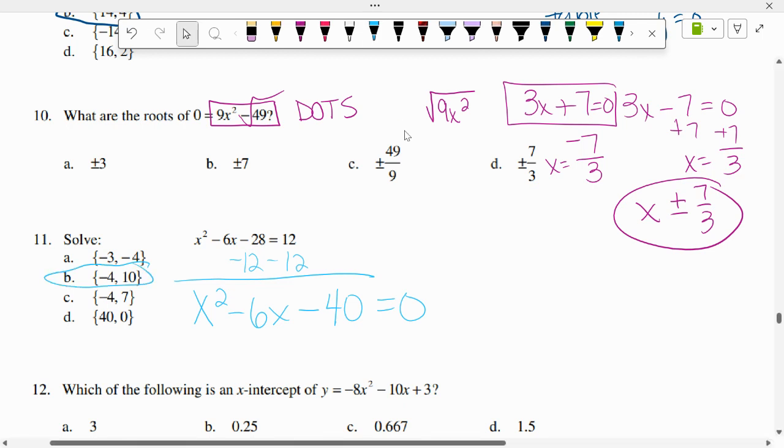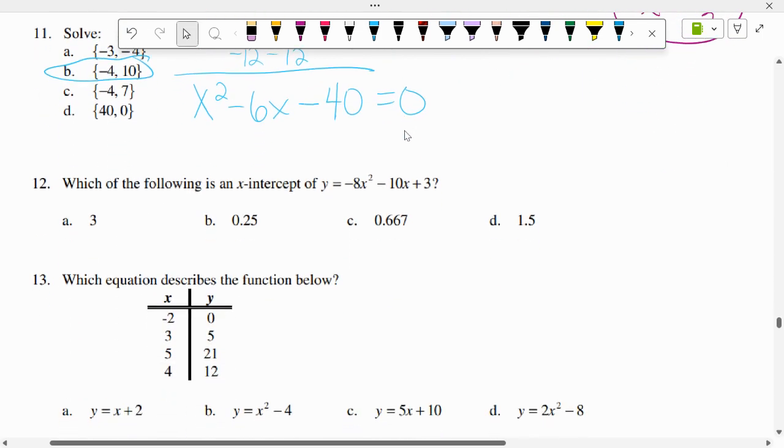Which of the following is an x-intercept of this function? So let's put that into our calculator. You can graph this if you want. Do you want to be the grapher for us, Amalia? Or not? You don't have to if you don't want to. Don't feel pressured. You can do it on your calculator or Desmos, whatever you want.